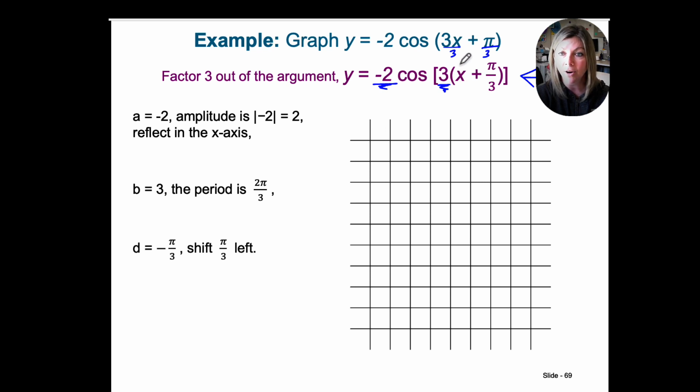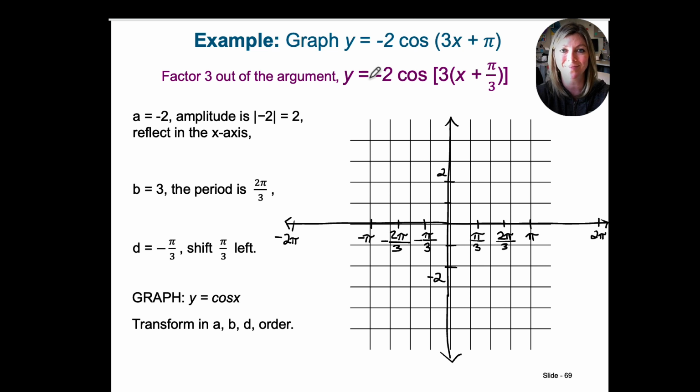D, in our argument, D is equal to -pi/3, which means that we're going to shift this function pi/3 radians to the left before we start it. Okay, so we're going to graph the parent function, y equals cosine x, and then we're going to transform in that order, a, b, d. All right, I've added an x and y axis to our piece of graph paper right here. And let's start with the parent function, y equals cosine of x.